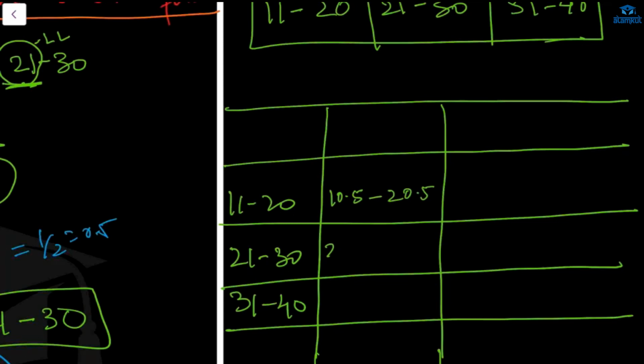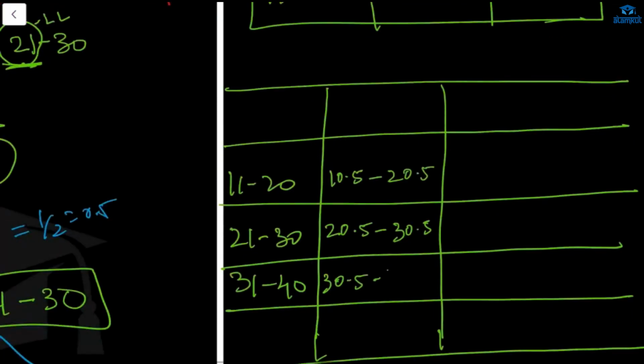For this one you are going to have 10.5 to 20.5, and for this one 20.5 to 30.5, and for this one again 30.5 to 40.5. So these are your intervals. For the frequency polygon, we also include these two extra values. When I take the example there, I will explain it.